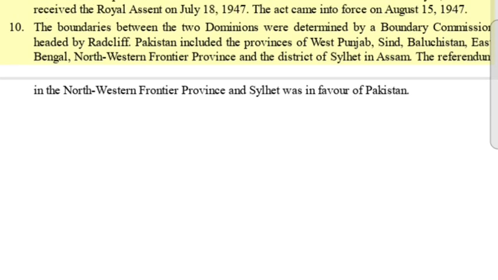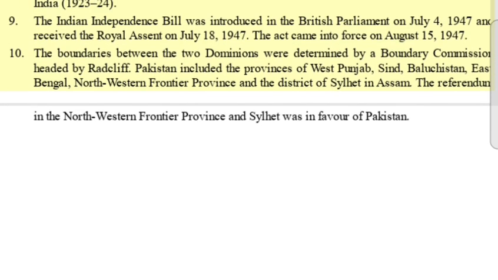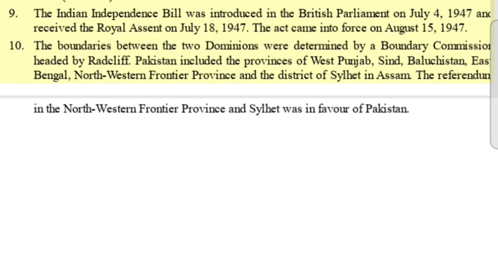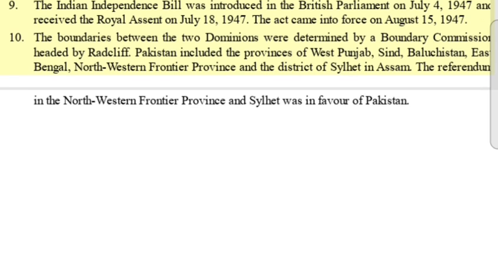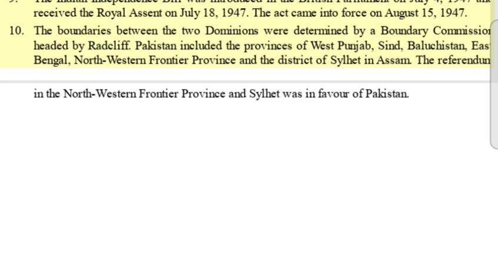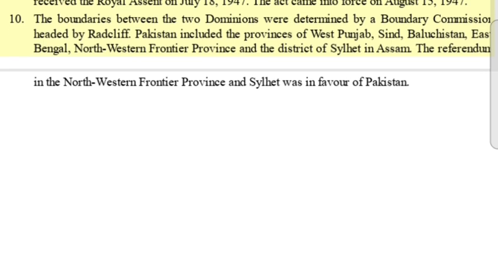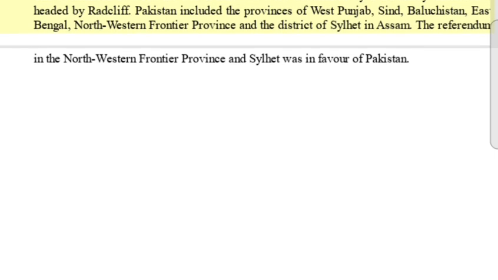1923-24. 9. The Indian Independence Bill was introduced in the British Parliament on July 4, 1947 and received the royal assent on July 18, 1947. The Act came into force on August 15, 1947.